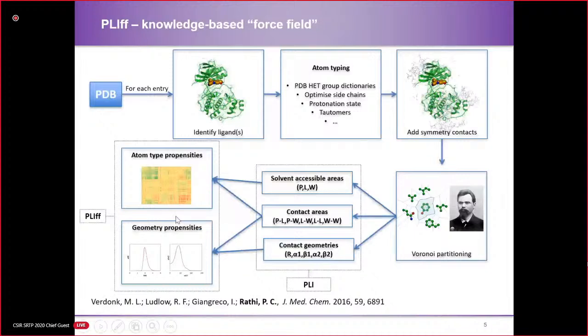Then you can actually generate two types of propensities. Propensities here means probability of being close together. One is the atom type propensities, basically telling the carbonyl oxygen atom type how likely it is to be near amide nitrogen. And it turns out it's quite likely because they form a hydrogen bond. And similarly, you can have geometry propensities, which tell you what distances and what angles they like to interact at, when they interact, what angles and distances they would like to form most often.